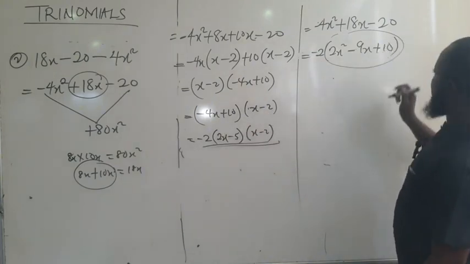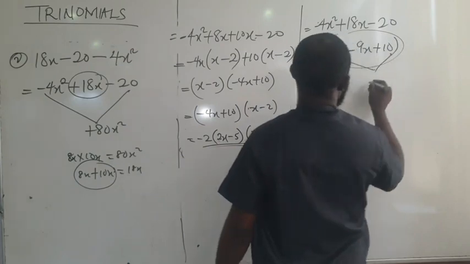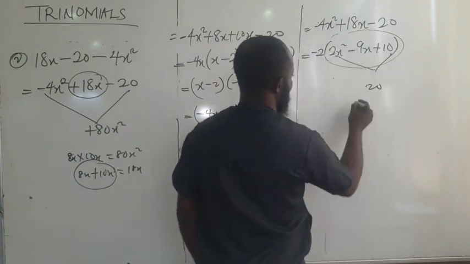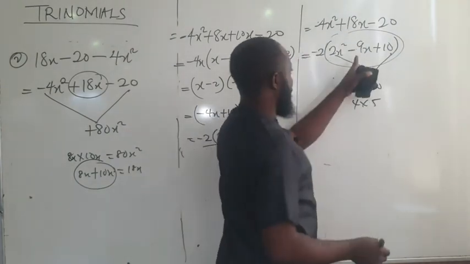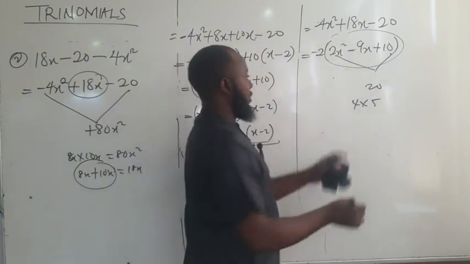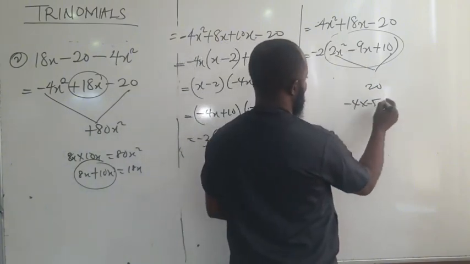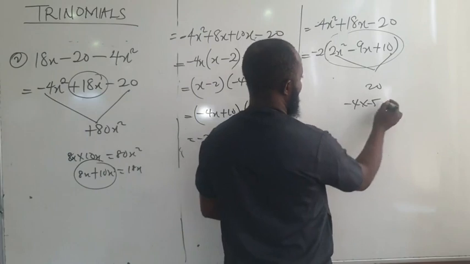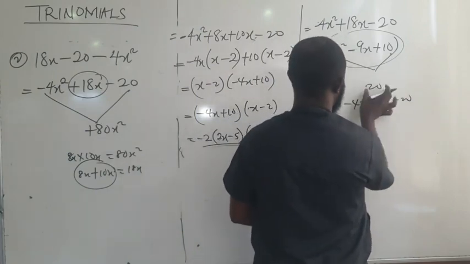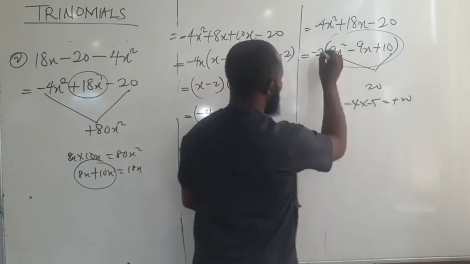So let's now factorize this one. When you multiply this one by this, it will give us 20, right? So 4 times 5 will give us the answer. Because what we have is minus 9, we can have this one to be minus. So minus 4 times minus 5 gives us plus 20, which is this one, right? We then replace.